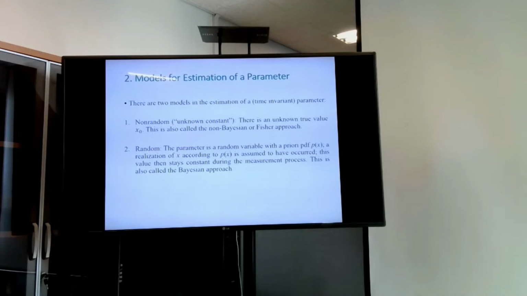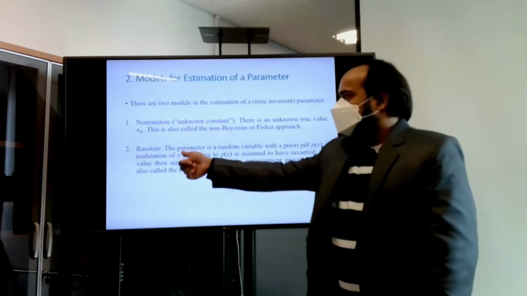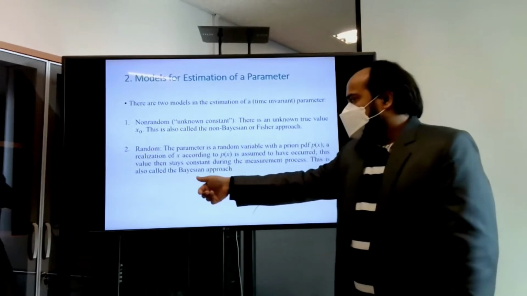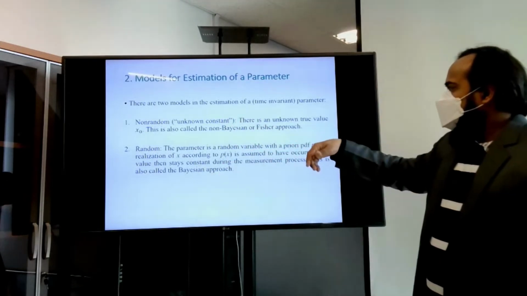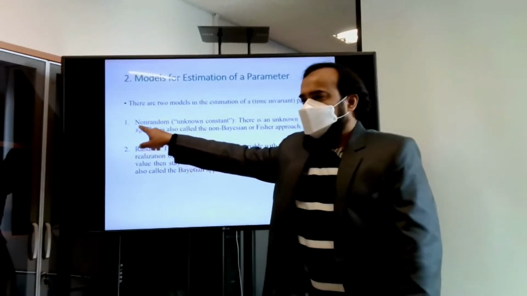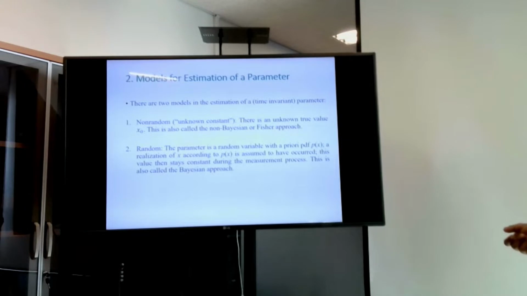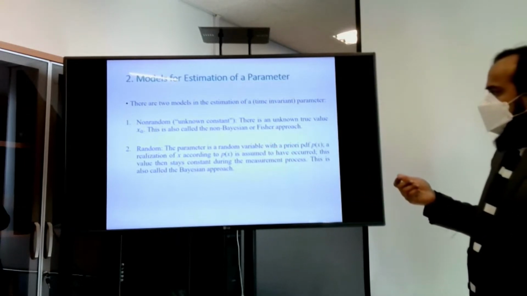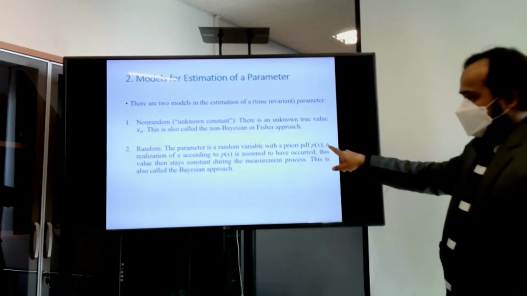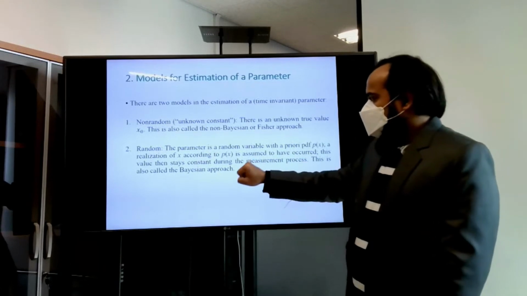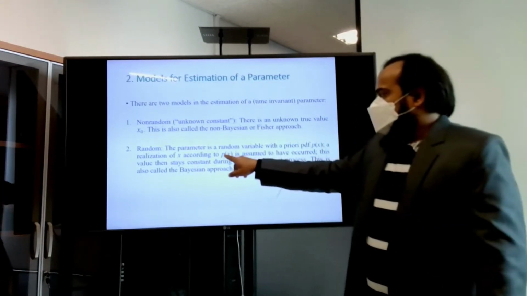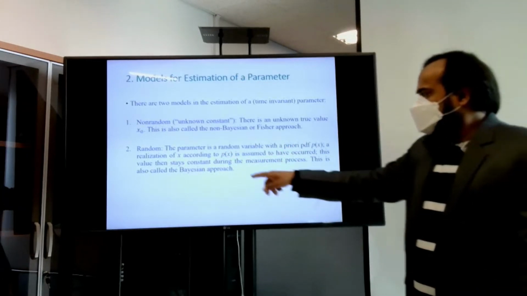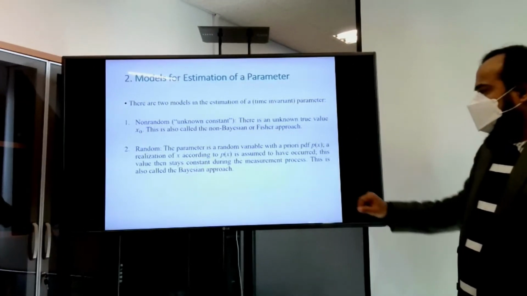Now there are two models for estimation of a parameter. One is non-random and the other is random. Non-random is called the non-Bayesian problem or Fisher approach, and random is called the Bayesian approach. Non-random means there is an unknown true value x naught, an unknown and constant value, so we apply the non-Bayesian approach. A random parameter is any random variable having a prior PDF p of x, and a realization of x according to p of x is assumed to have occurred. We know the prior information of x, and this value then stays constant during the measurement process. This is called the Bayesian approach.